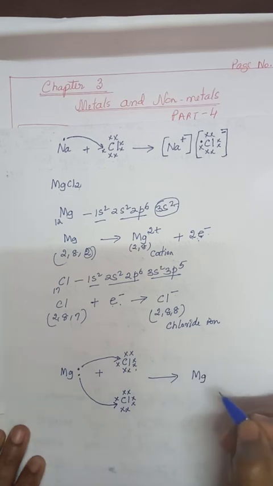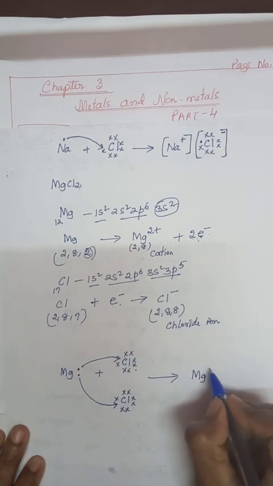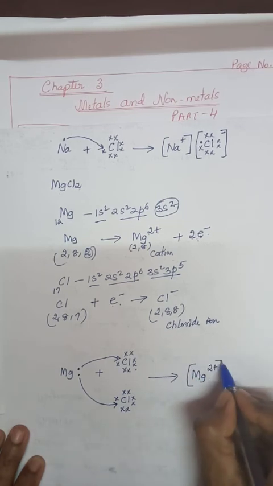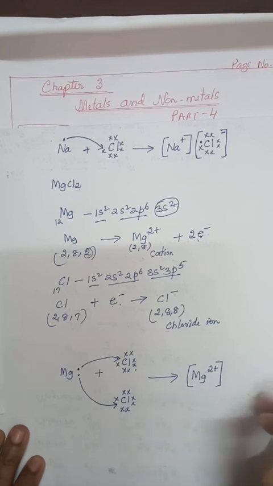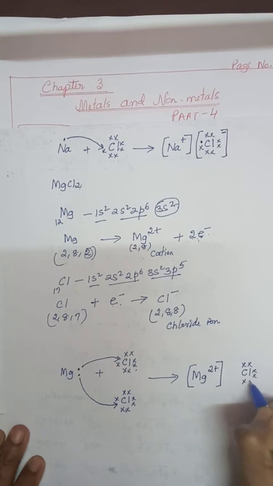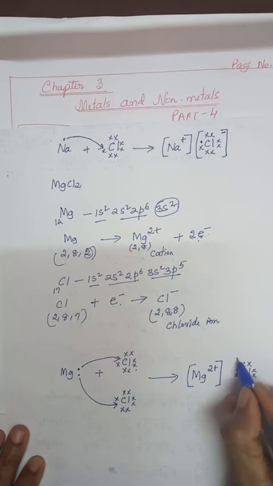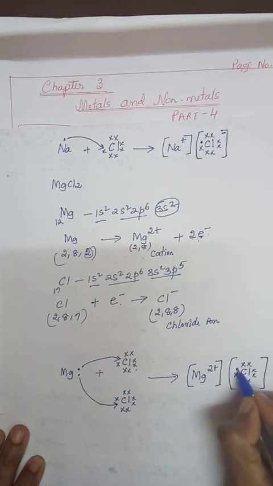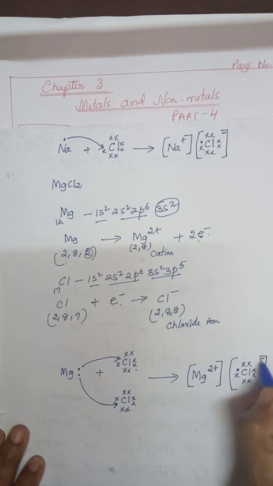Magnesium is donating how many electrons? 2 electrons. You write 2 plus, magnesium is donating 2 electrons. Now, write for chlorine. Chlorine 1, 2, 3, 4, 5, 6, 7. Here 1. Now, 1 chlorine atom receives 1 electron.